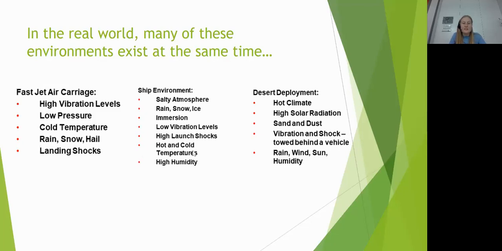For example, if your products are in a jet air carriage, there are really, really high vibration levels due to it being near the engine, traveling up into the air. There's lots of low pressure up there. It's also extremely cold. You also get exposed to rain, snow, hail, and then you also get landing shocks. And how do we simulate that to make sure it doesn't affect our products? A ship is a really complicated one because you've also got to include a salty atmosphere. You also see a lot of rain, snow, ice. You have low vibration levels but high launch shocks, hot and cold temperatures, and high humidity.